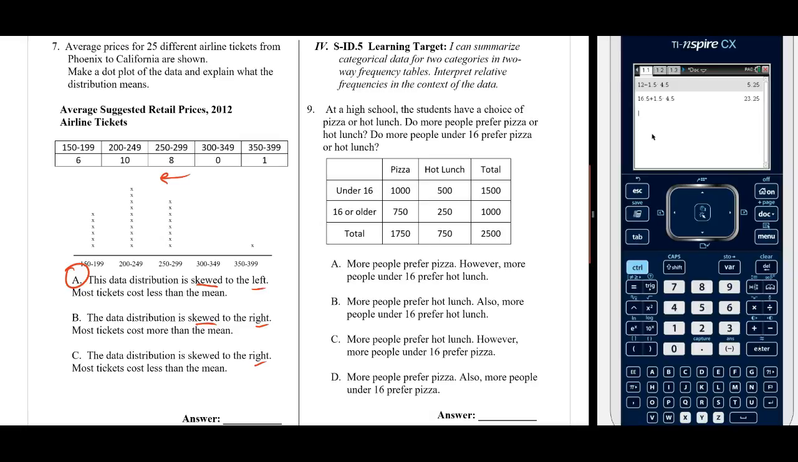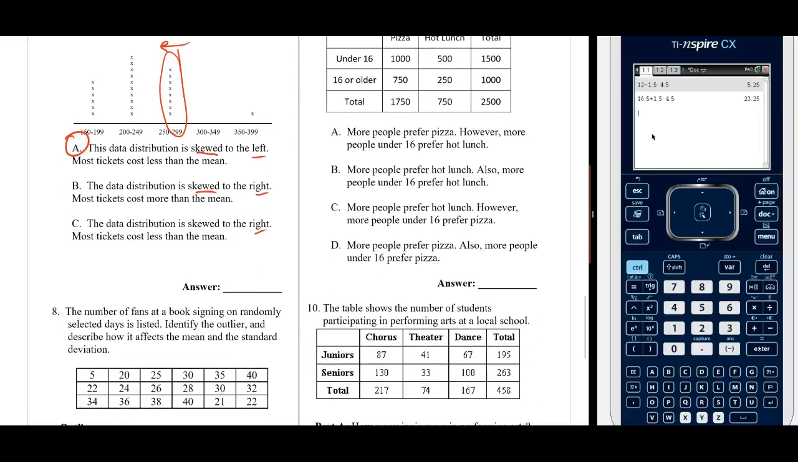We can consider the median to be the middle. So the middle of our data set should be somewhere around here, because that's like the middle of all of our groups of data. But when I look, most of my ticket prices are left of that. So most tickets cost less than the mean. That is the correct answer.